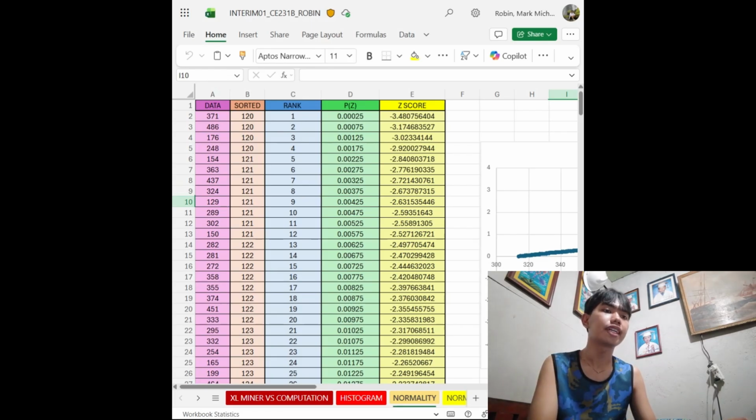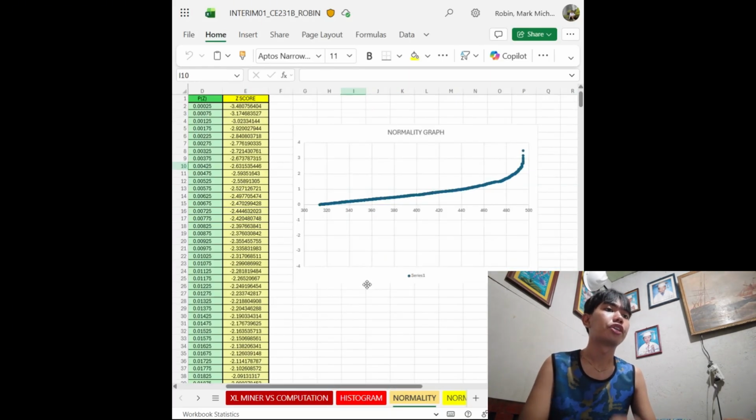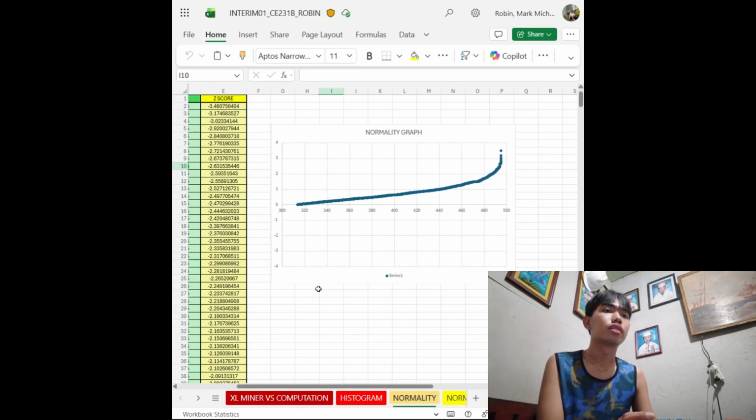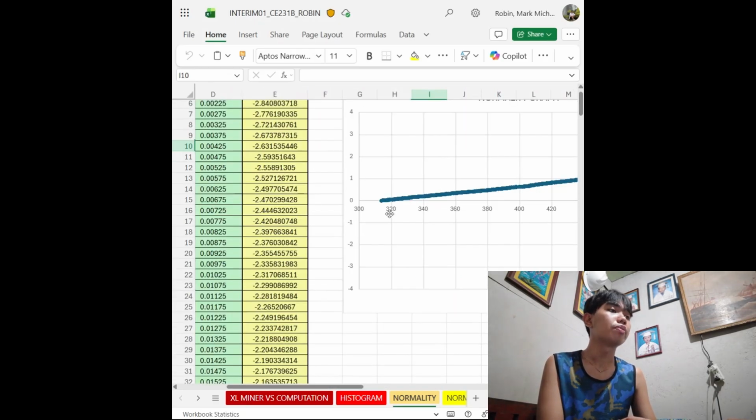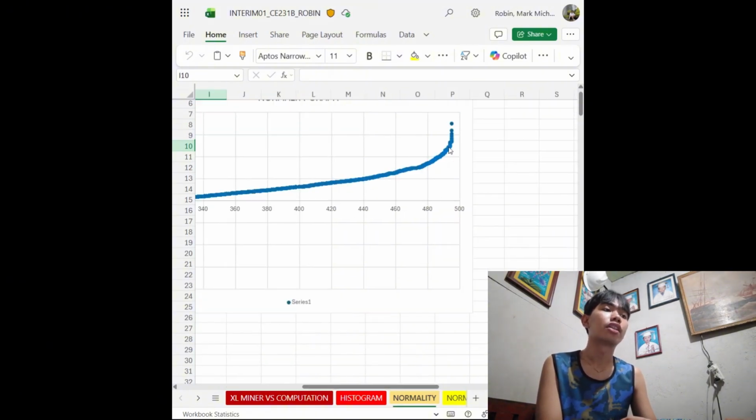So next is normality. Here's the data, and again I sorted the 2000 values that Sir Ken gave to us. Then I assigned a rank to each and calculated the cumulative probability P using the formula P equals rank minus 0.5 over n. Next I calculated the Z score for every point, and the formula for this is Z equals X minus the mean over the standard deviation.